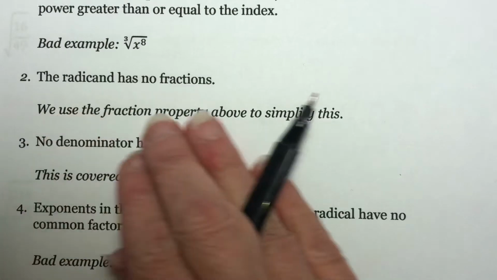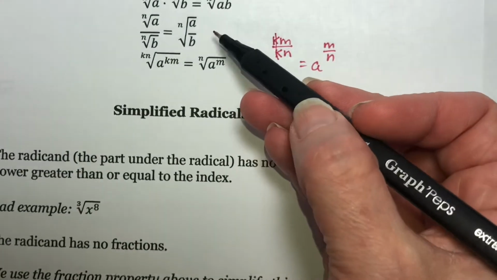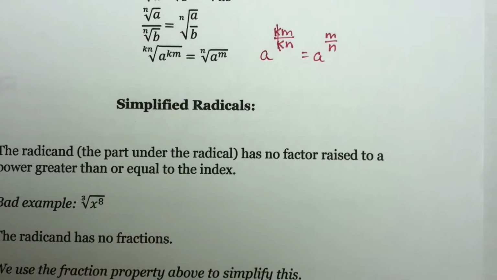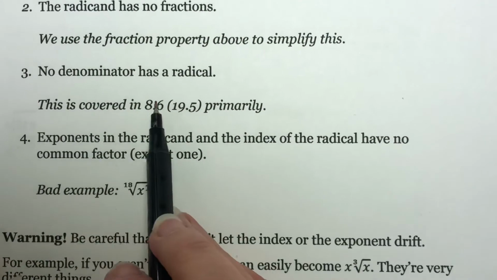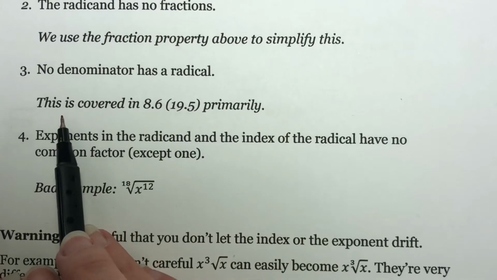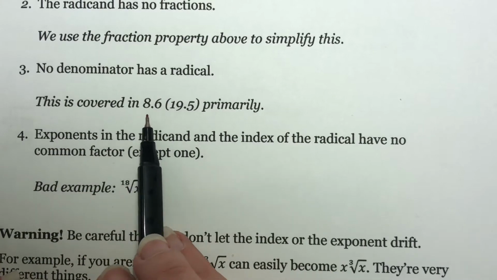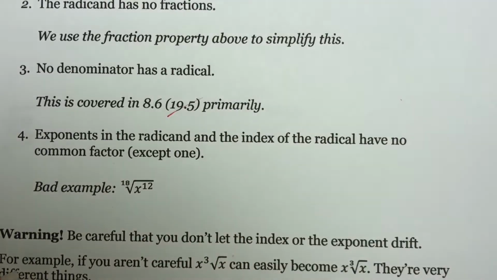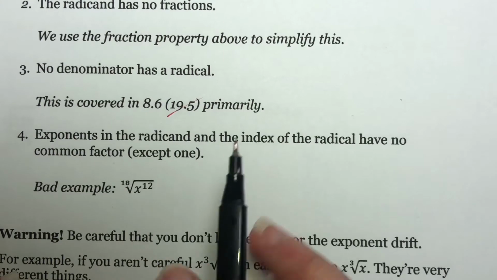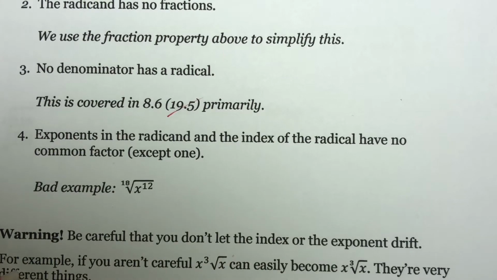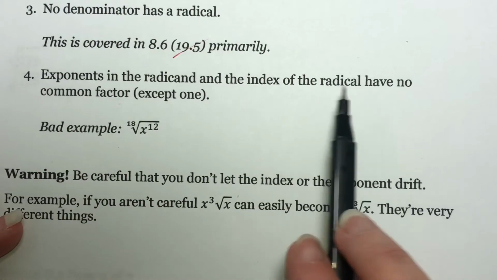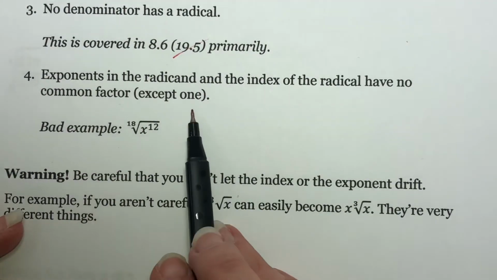The radicand has no fractions. We're not allowed to leave a fraction under a radical, so we're going to have to split it up. Not a difficult step. No denominator has a radical. We will cover this mainly in section 8.6, which when I was teaching with a different book was section 19.5. You don't have to worry about that. We talk about this a little bit, but we really learn how to take care of this in a later section. Exponents in the radicand and the index of the radical have no common factor except for 1.